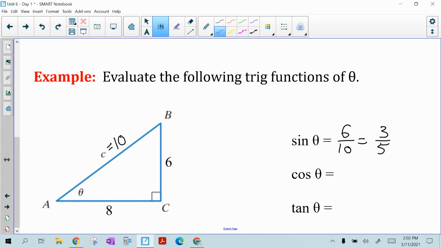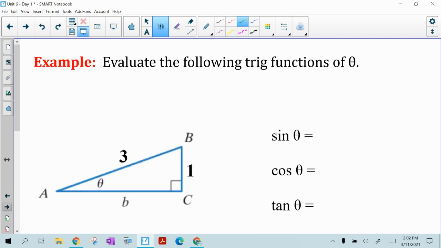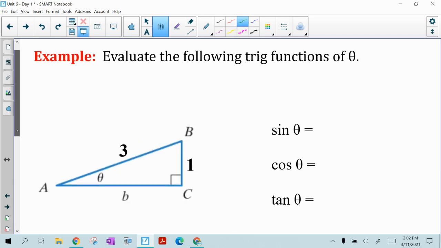Next, cosine is going to be adjacent over hypotenuse. So I'm looking at 8 over 10, once again reducing, 4/5. And finally, we're going to go to the tangent, which is just going to be opposite over adjacent. So I'm looking at 3/4 there. Okay, hopefully nothing too earth-shattering in that. Next, let's see what we've got here.